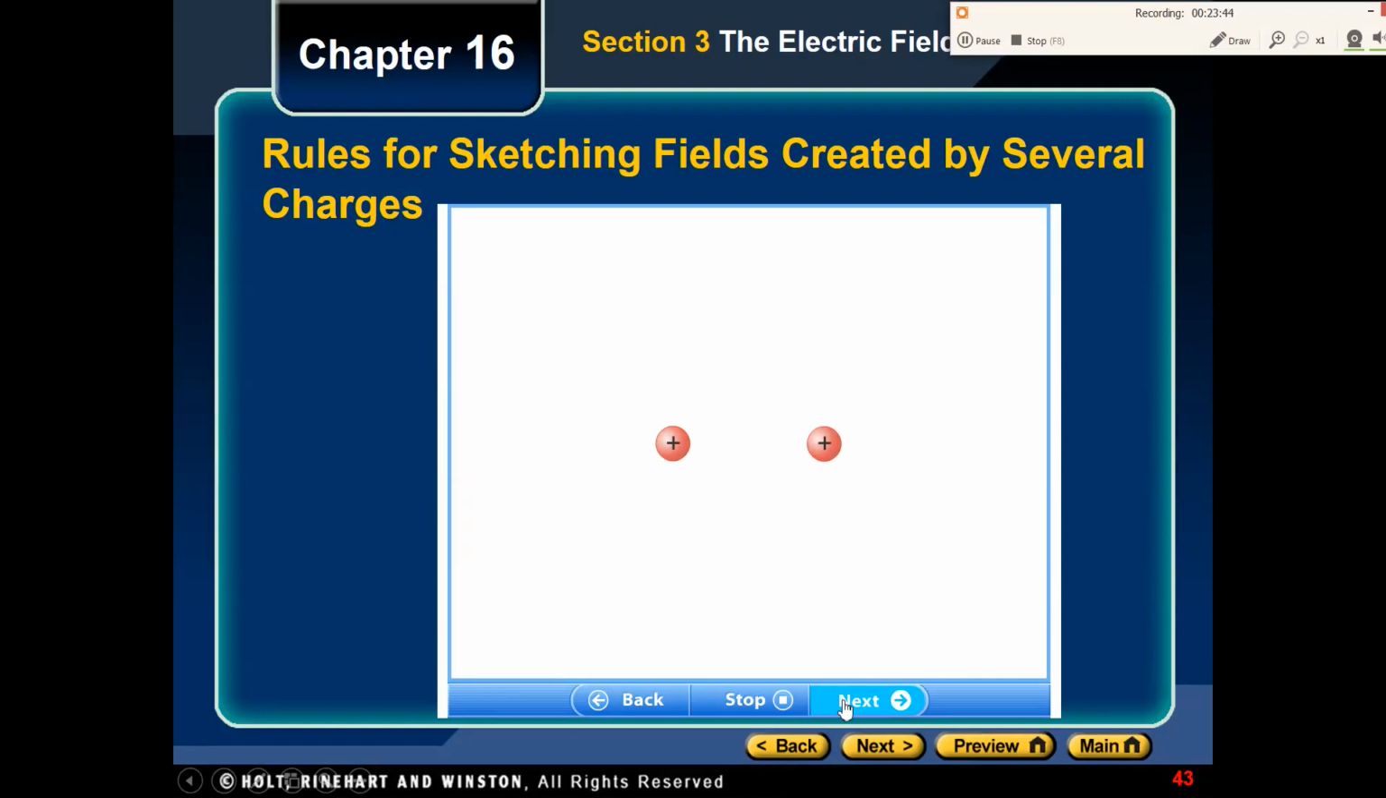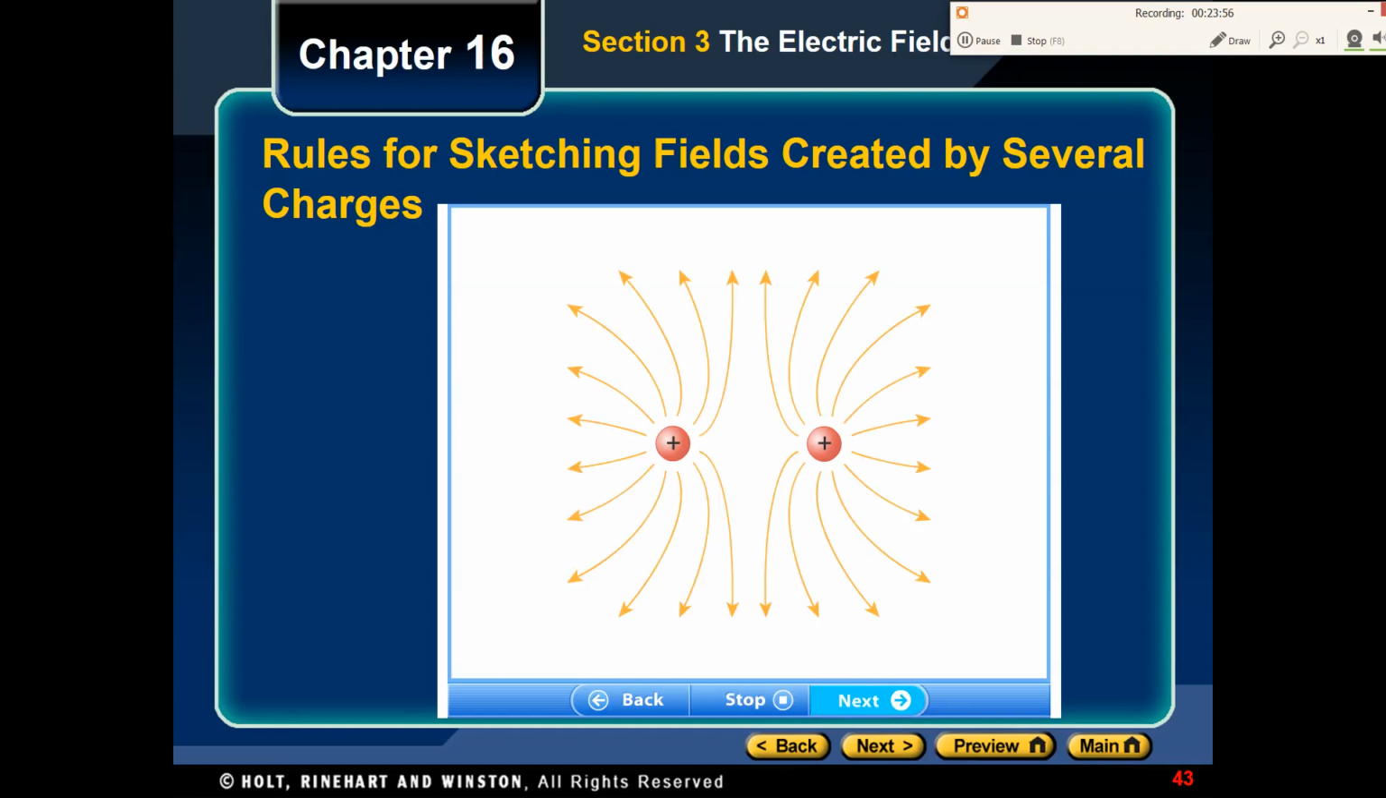For two positive charges, the field lines originate on each charge and continue to infinity. Again, close to either charge, the lines are nearly radial. In this case, the electric field has a minimum in the region between the charges, which is indicated by the low density of field lines.